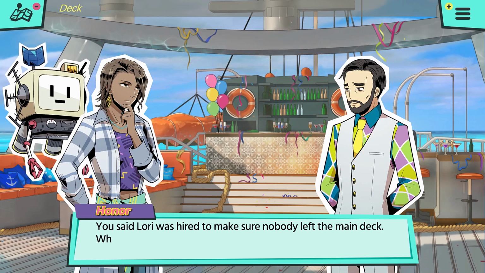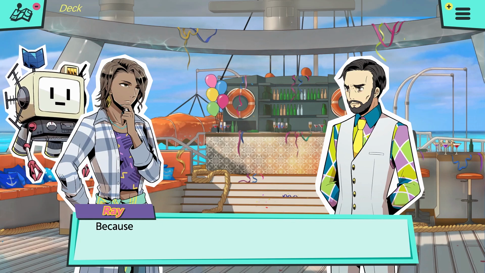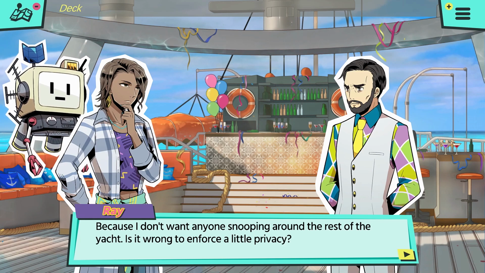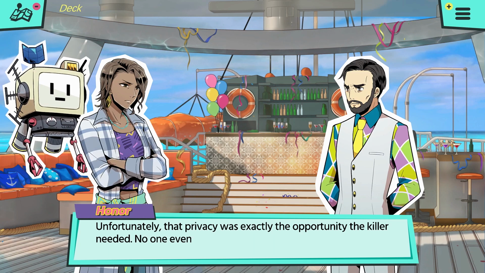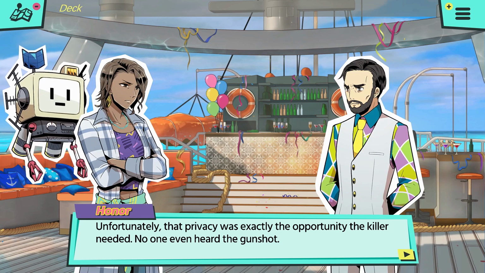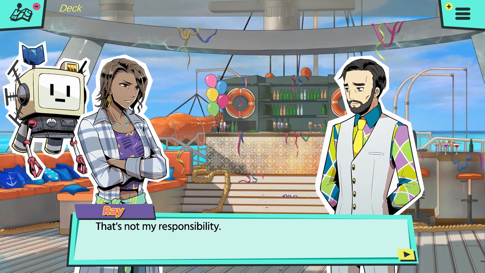You said Lori was hired to make sure nobody left the main deck. Why? Because I don't want anyone snooping around the rest of the yacht. Is it wrong to enforce a little privacy? Unfortunately, that privacy was exactly the opportunity the killer needed. No one even heard the gunshot. That's not my responsibility.